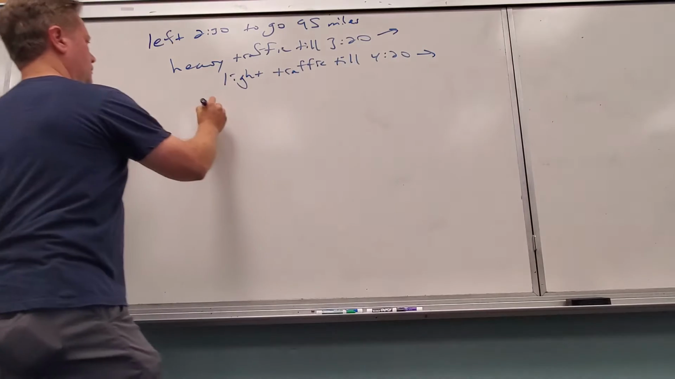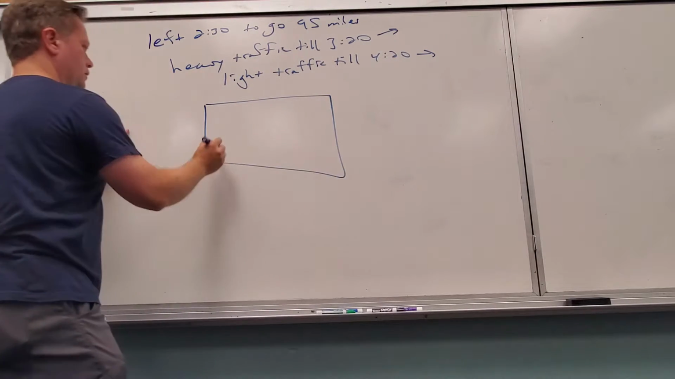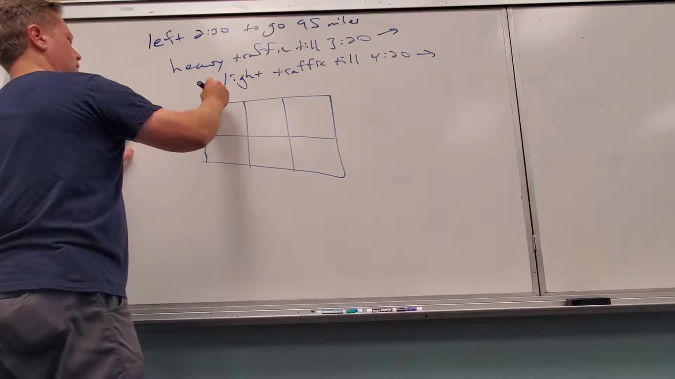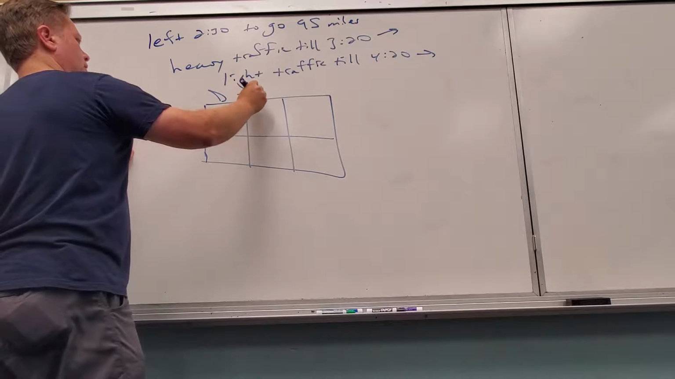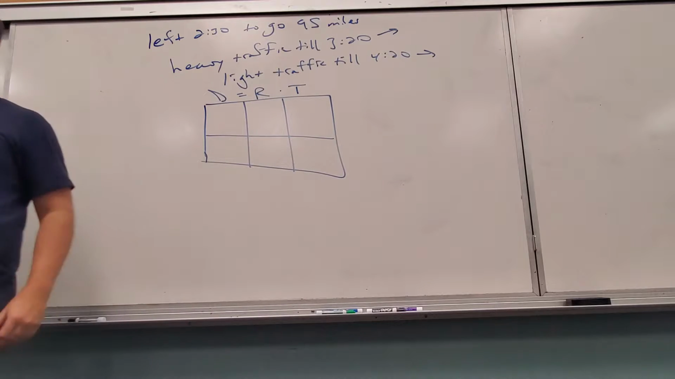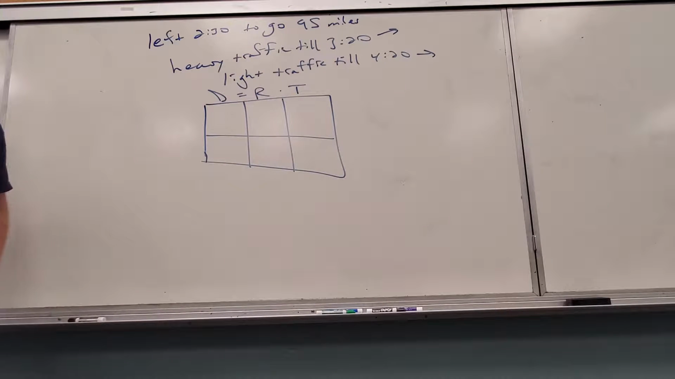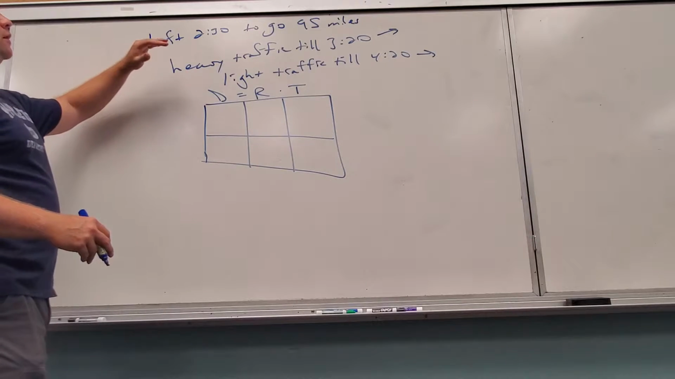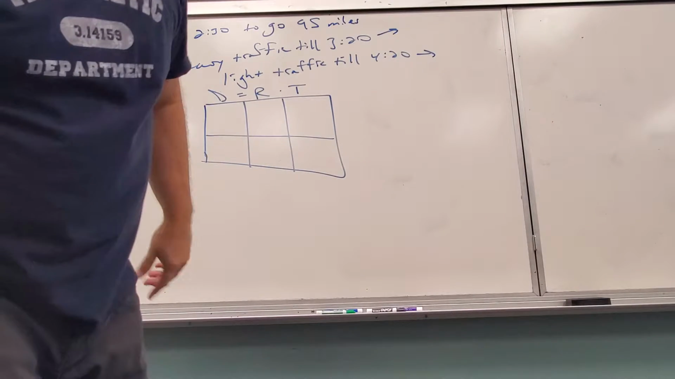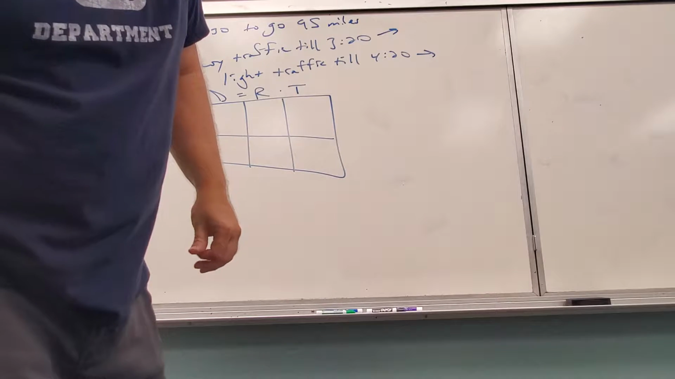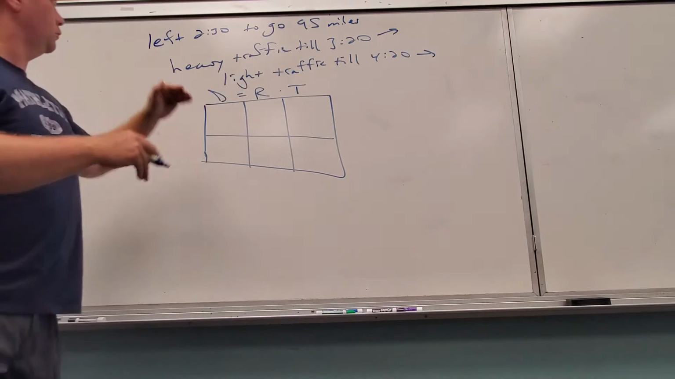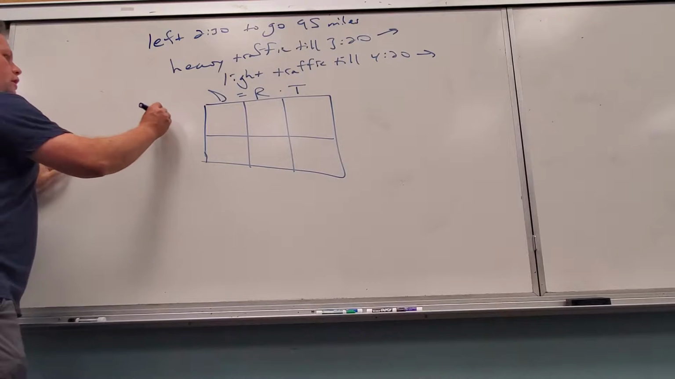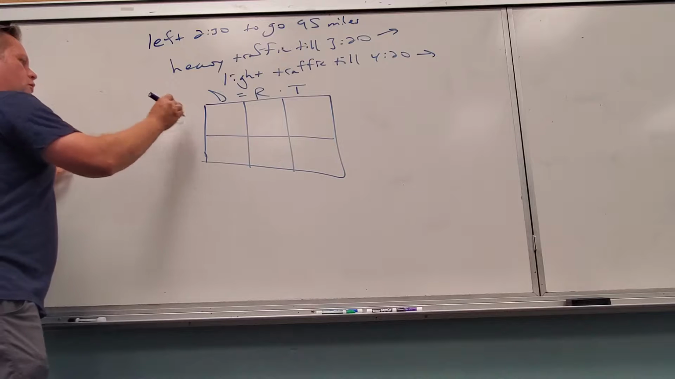All right, so let's see. We start to build this thing up to contain all this information they tell me. What goes up here? Distance. She's got to go 95 miles total, we know that. What are the two things I'm going to label these as? Light traffic, heavy traffic.